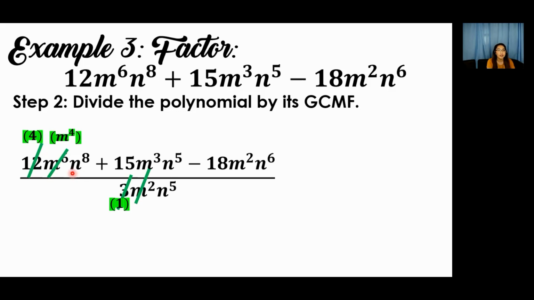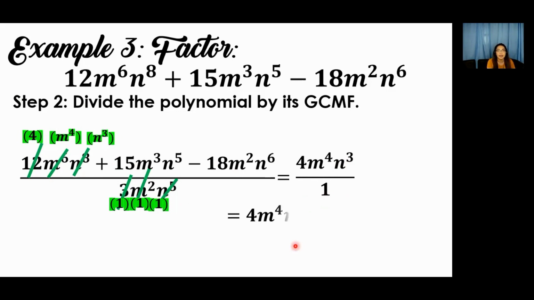Now, n to the 8th power and then n to the 5th power. So, 8 minus 5, that is 3. So, our quotient here is n cubed. And then we have 1 here in our denominator. So, multiply 4 by m to the 4th and n cubed. The answer is 4m to the 4th n cubed divided by 1. So, rewrite that. We will have an answer of 4m to the 4th n cubed only.